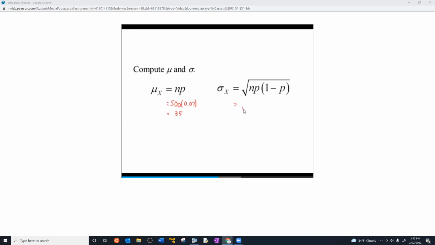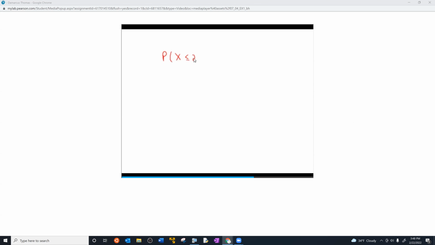For the standard deviation, again, we have 500 times 0.07 times 1 minus 0.07. Real quickly, this expression in the radicand is exactly what we had to check before we could determine that we could use the normal approximation. So we've already computed this expression. It's equal to 32.55, and that's approximately equal to 5.71. So now we can go ahead, using a mean of 35 and a standard deviation of 5.71, to estimate this probability. So again, we're looking for the probability that x is less than or equal to 29.5. We want to change that to a z value.